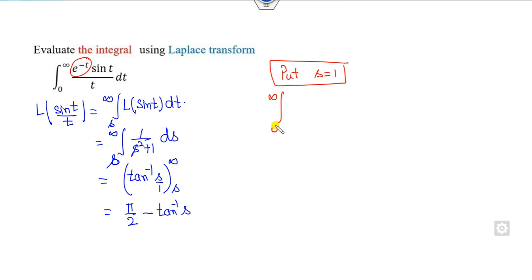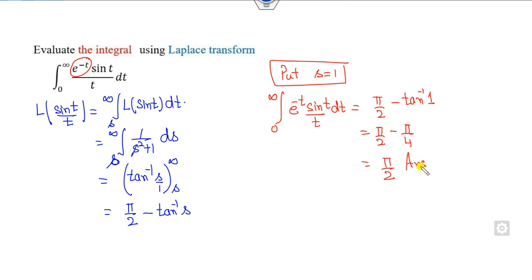So the left hand side becomes the integral of e raised to the power minus t, sin t over t. When I substitute 1, it is pi by 2 minus tan inverse 1. Tan inverse 1 is pi by 4. So I can substitute here. Sorry, the answer is pi by 4. I can take 4 as the LCM: 2 pi minus pi over 4, that's pi by 4, is the right answer.